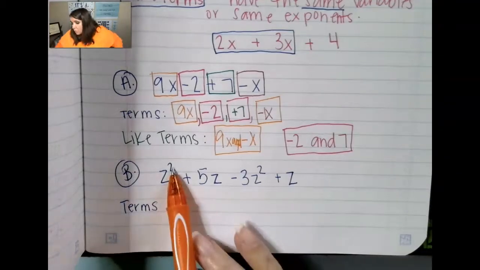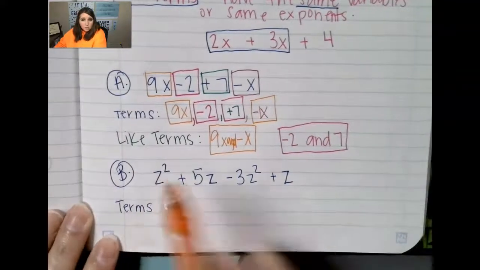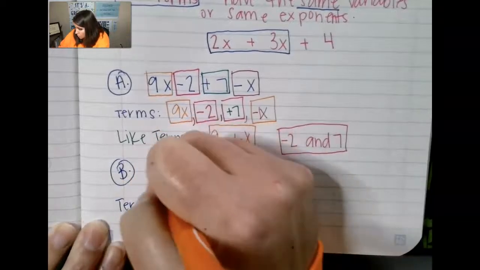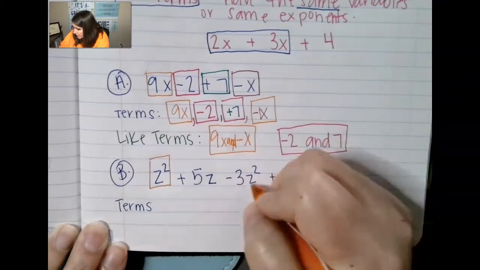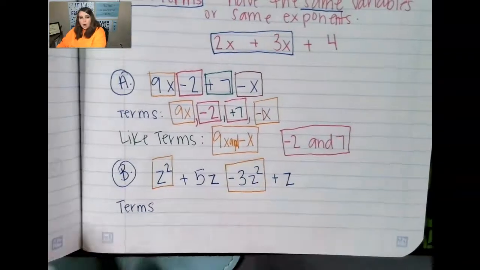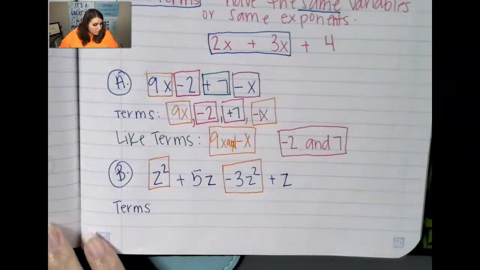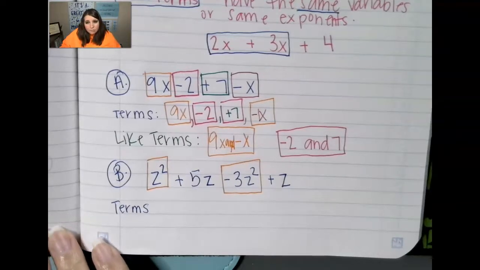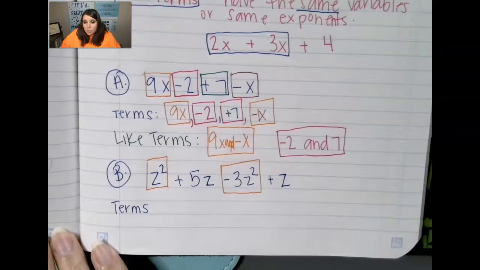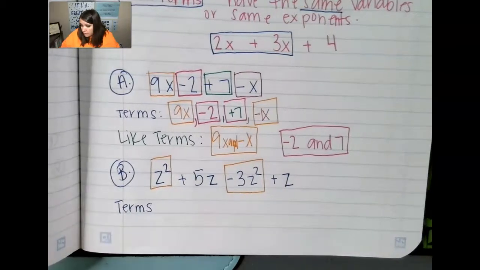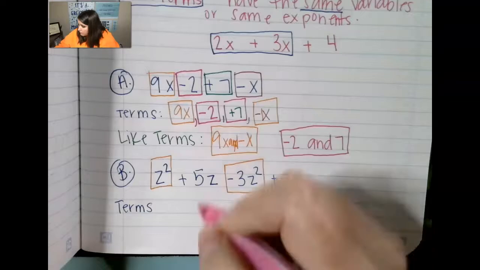Okay, z². That's the first one, is z². So anywhere I see a z², I'm going to put an orange box. So z², and this z² is attached to -3. So both of these are terms. They're both terms. So z² and -3z² are both terms. They make up this algebraic expression. Another term that we have is 5z.